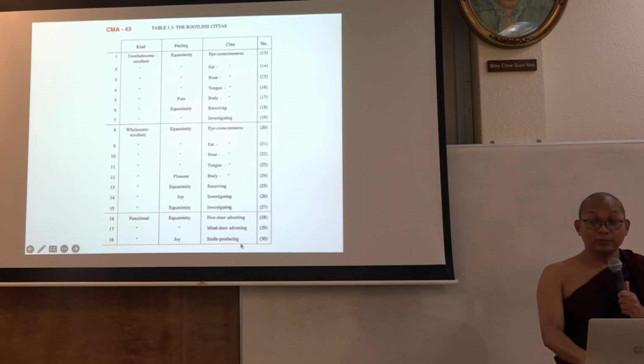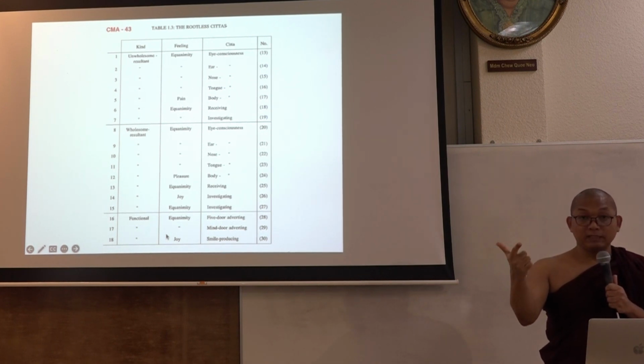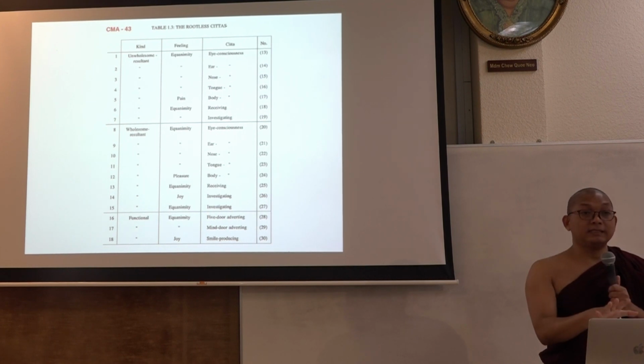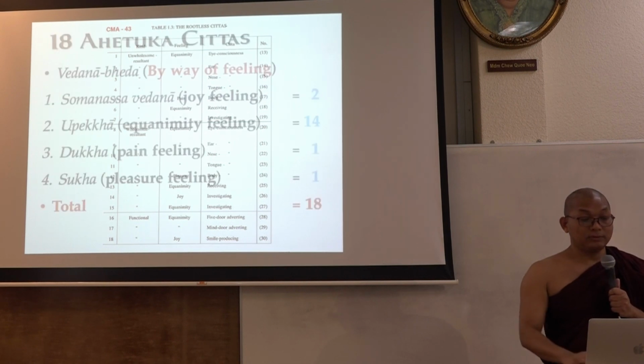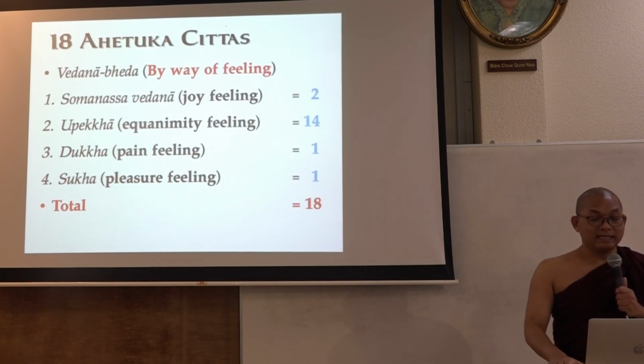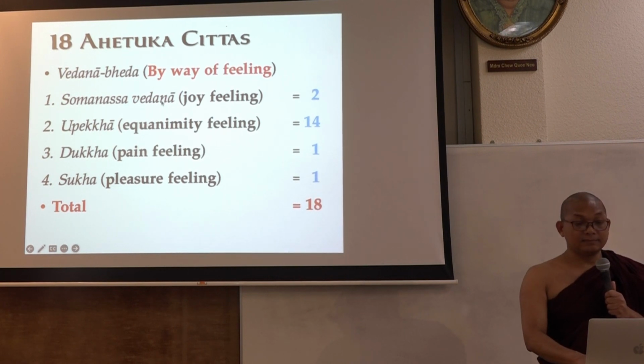Here, smile-producing consciousness accompanied by joy. 1 pain feeling, 1 pleasure feeling, 2 joy feeling. So the rest of the 14 are equanimity feeling, right? Equanimity feeling. You have to know that. 18 are ahetuka cittas, by way of feeling. In Pali, we call it vedana bheda: 2 somanassa vedana, 14 upekkha vedana, 1 dukkha, 1 sukha. Altogether, 18.